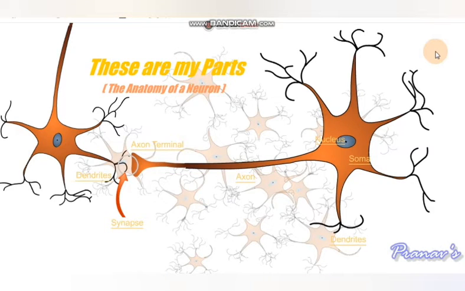Anatomy of the neuron. Here the neuron will describe itself. You can see all the parts of the neuron like axon terminal, synapses, dendrites, soma, nucleus. All these parts are associated with the neuron. So now the neuron will describe all its parts.